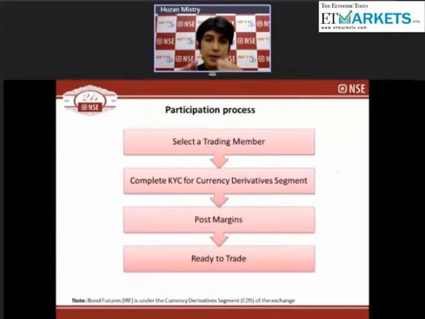How do you participate in the bond futures market on NSE? It's no different from what you would do for the equity futures or the currency futures I talked about. You would select a trading member or a broker. If your KYC was completed for the currency derivative segment, the bond futures are listed and traded in the same segment as the currencies, so you have access to both products in that KYC. You post margins and effectively you're ready to trade.